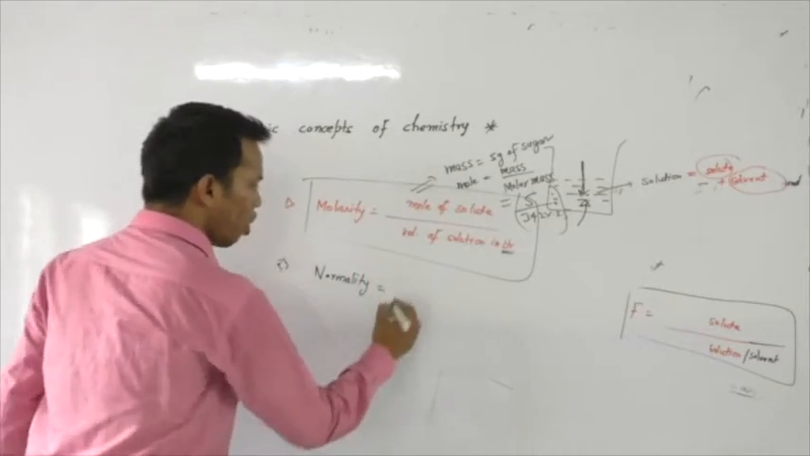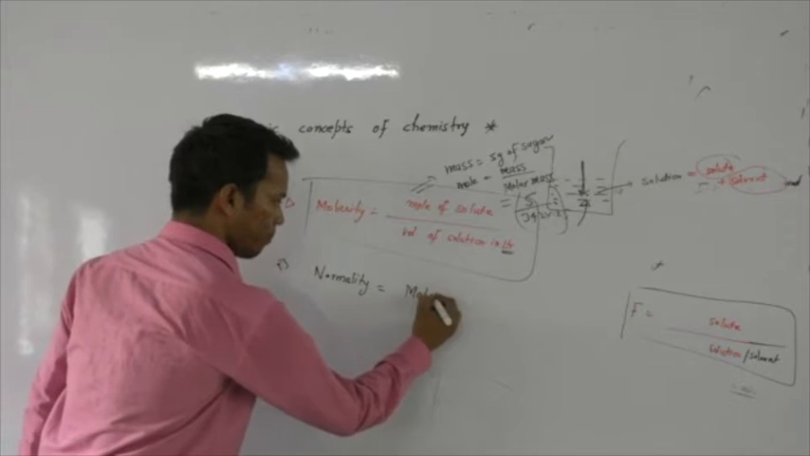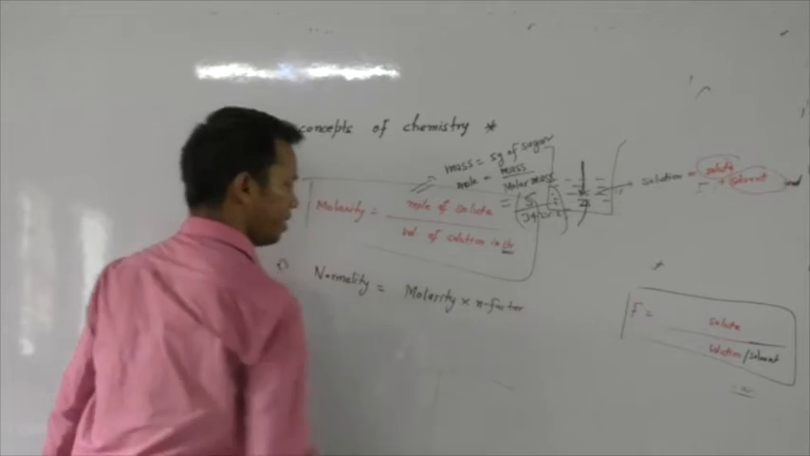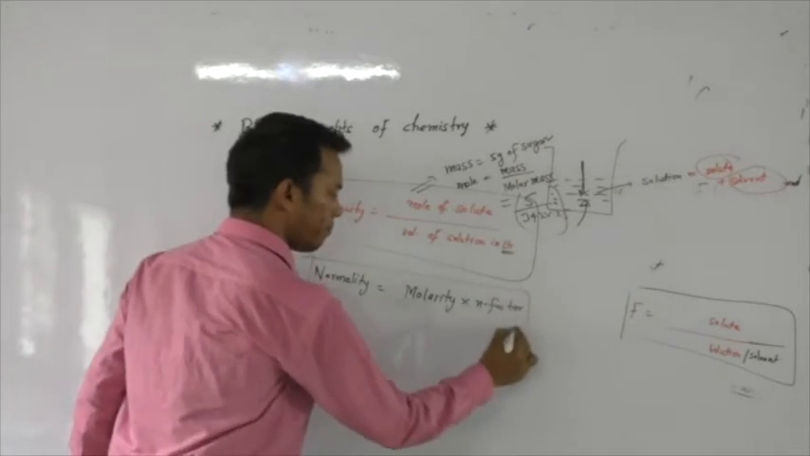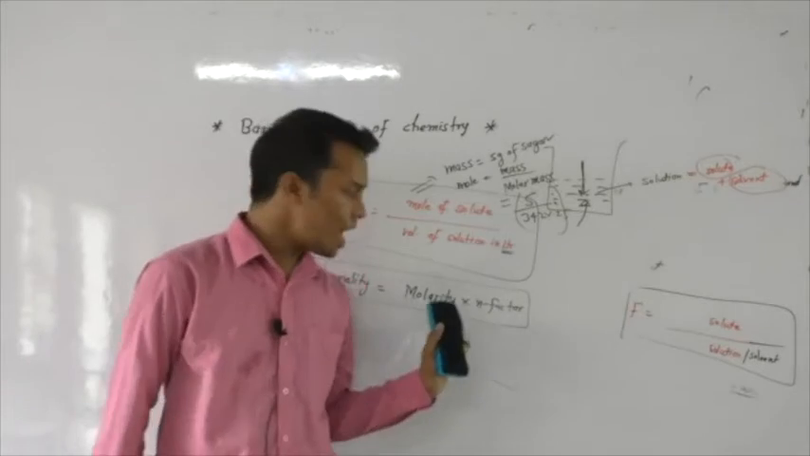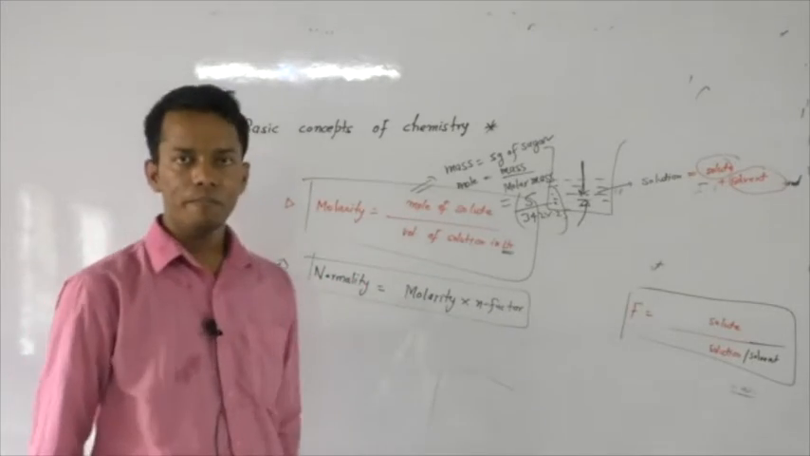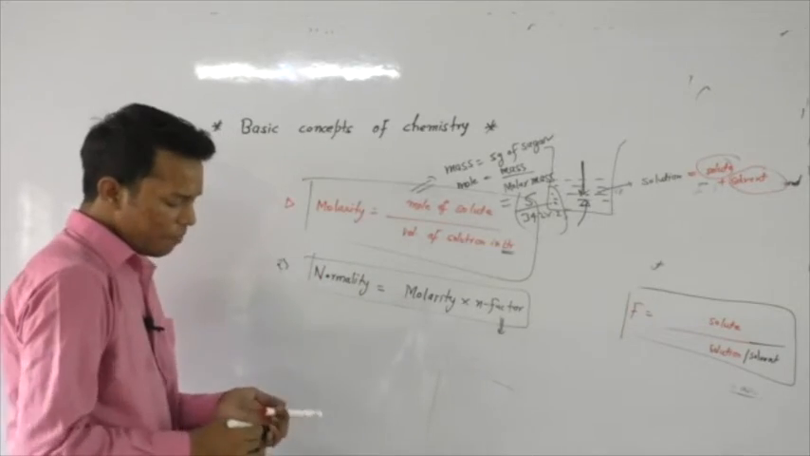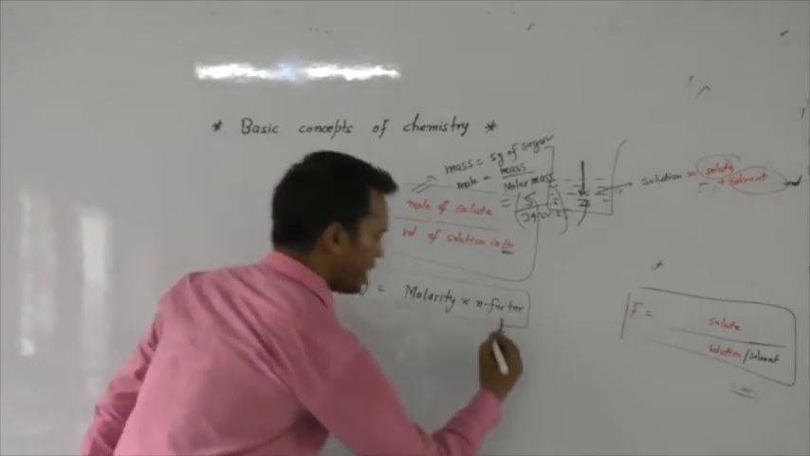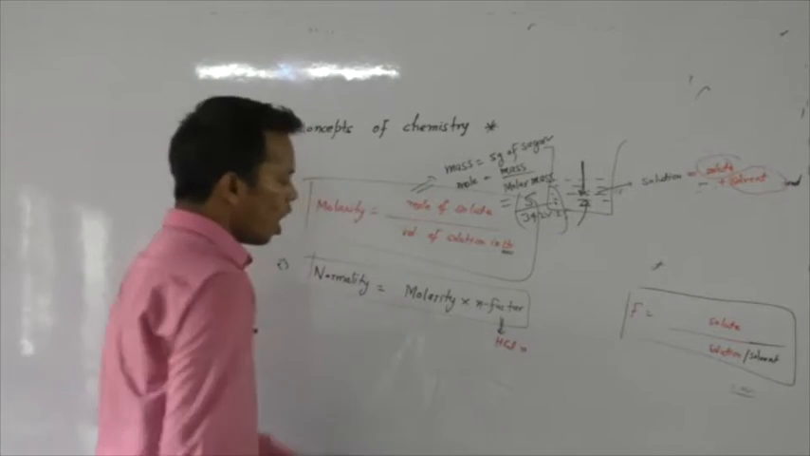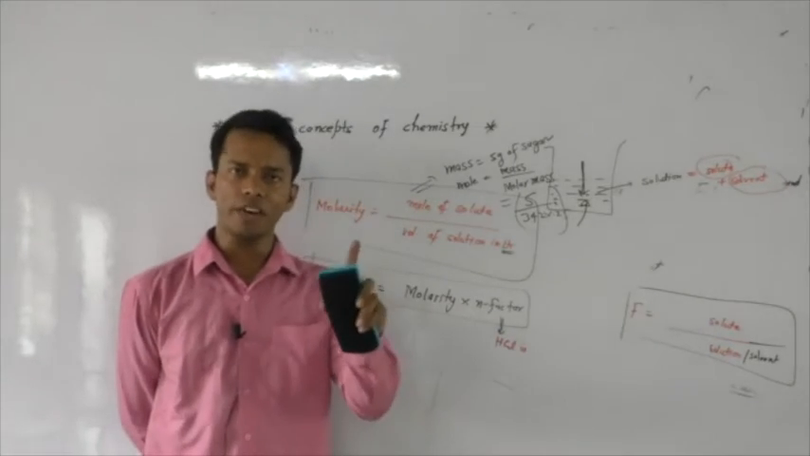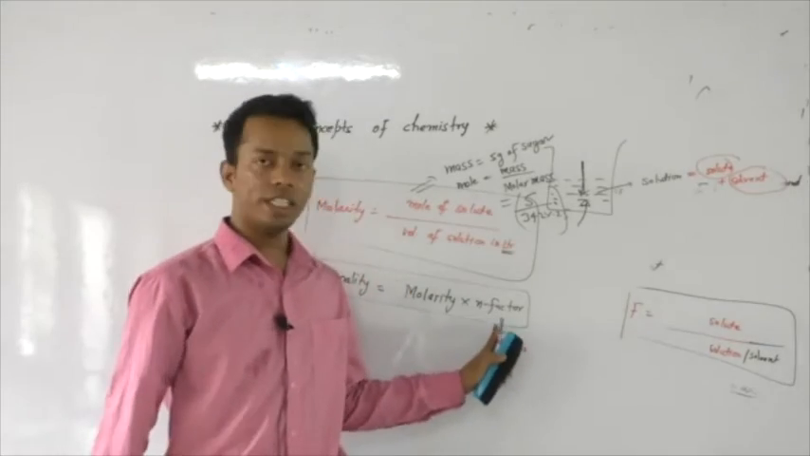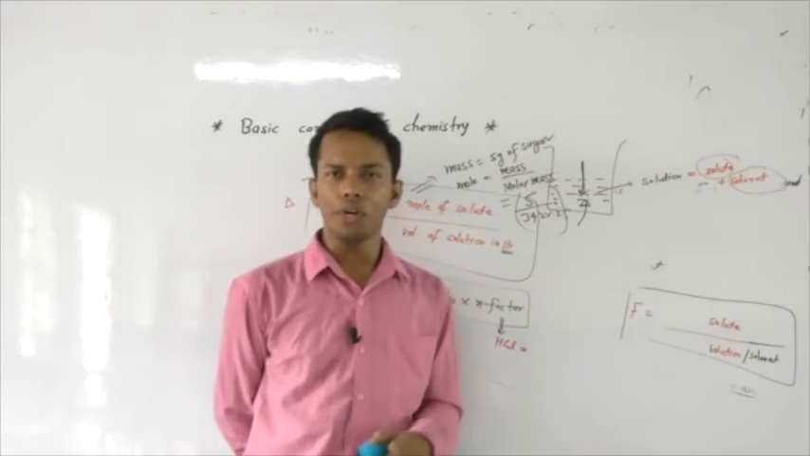Now what is normality? Normality is molarity into n factor. This is very important, okay? Normality is equal to molarity into n factor. And what is n factor? Tell me. N factor, let's say you are taking HCl. How many H plus ion you will get? Tell me. 1 H plus ion, correct? 1 H plus ion you will get from 1 molecule of HCl. So what is the n factor? 1.